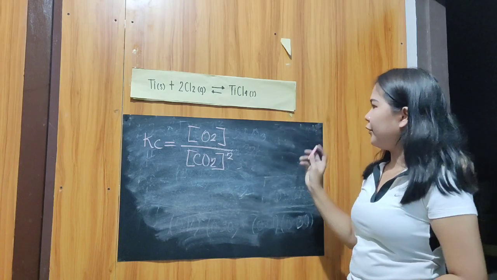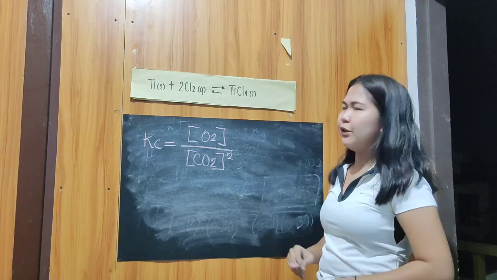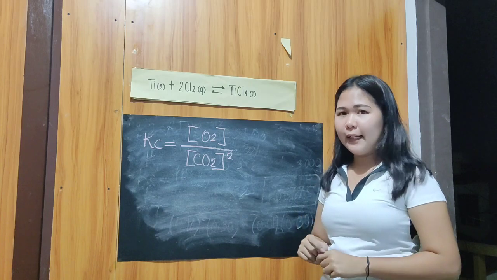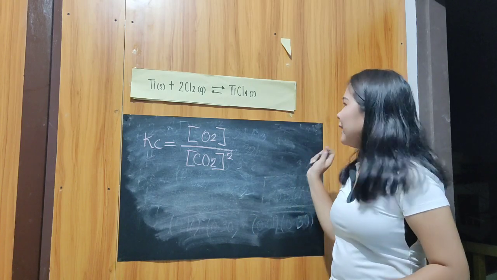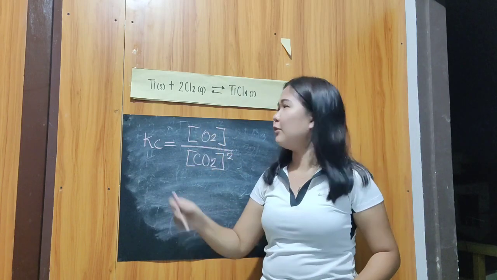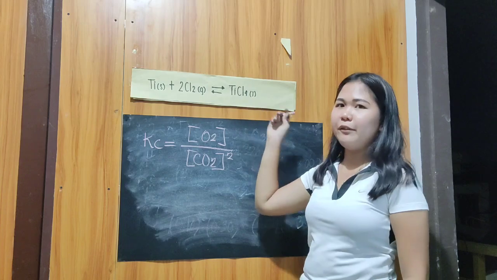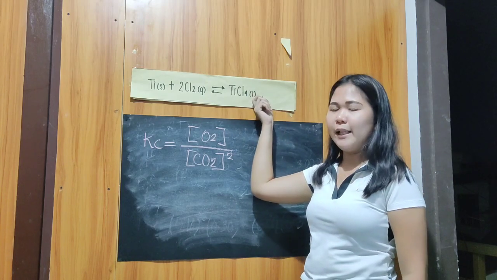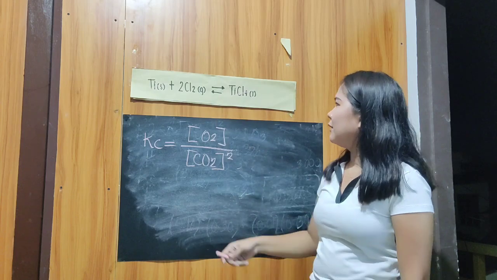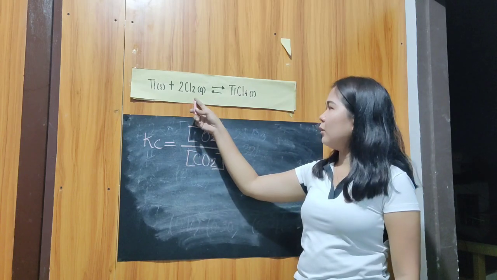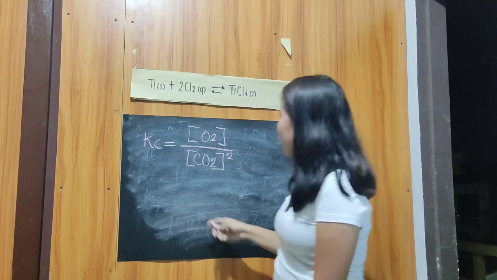So ma'am, what if there is only a reactant and no product? Is it possible? Yes, it is. So let's also observe again. We have here a solid, which we will never include, as well as a liquid. So cross out, cross out. So all that is left is the 2Cl2 reactant. So how do we write that?